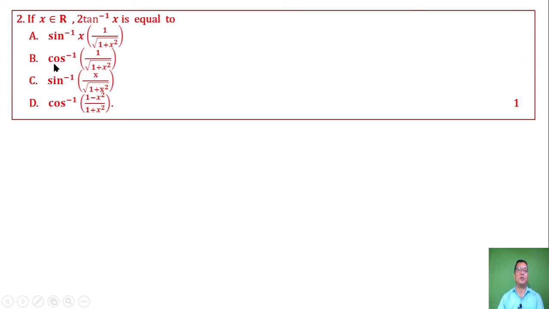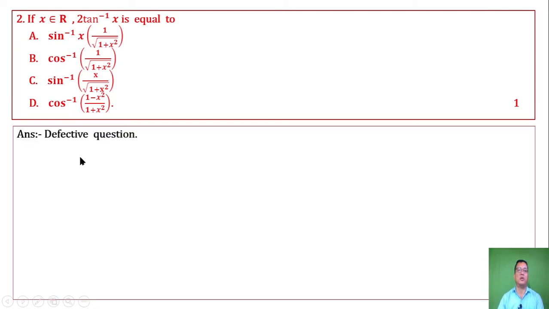Question number 2. If x belongs to R, twice of tan inverse of x is equal to. Defective question.